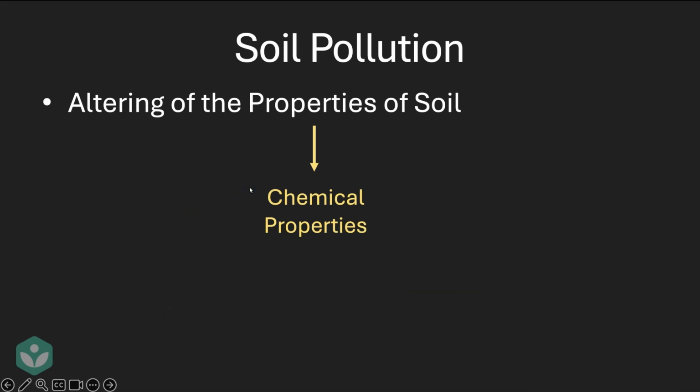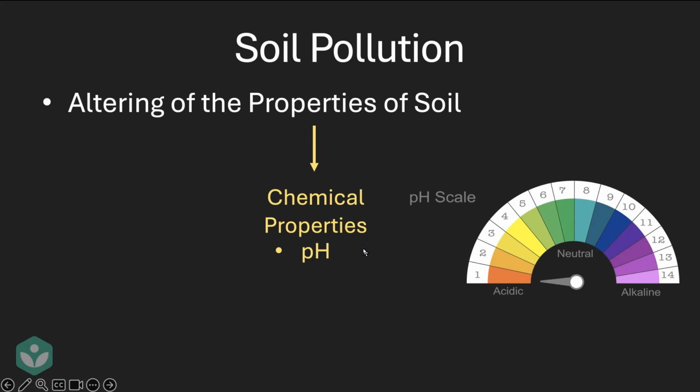Let's now discuss the chemical properties of soil and how they can be altered. The most common way in which chemical properties are altered is when the pH of the soil changes. If the pH goes too low, soil is too acidic. If it goes too high, it's alkaline, right? And so altering the properties of the soil at some place by altering the pH is altering the chemical properties, and that is soil pollution, right?